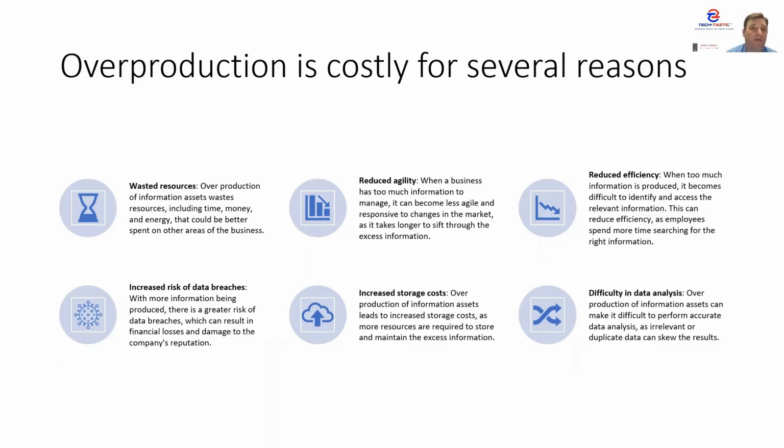When we have an overproduction of information assets, there are too many information assets going on. That also means that we have to protect those to reduce our risk, which means that we are increasing our risk of a data breach. So by limiting what we have, we're also limiting how much exposure or how much potential risk we have with that. This does also increase our storage costs.